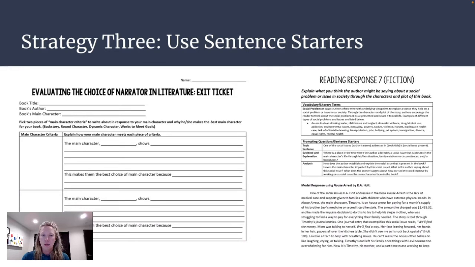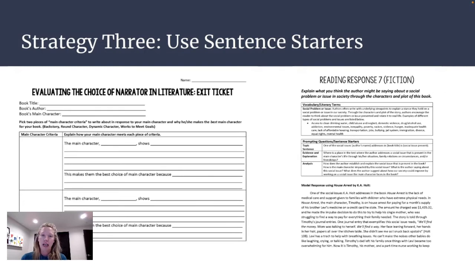The one on the right is more of a paragraph reading response. I teach students to use a topic sentence to give evidence and explanation and to give an analysis. So I've given sentence starters for those three different pieces. I don't believe sentence starters are giving students the answer. You're not telling them the thinking that they should do in response to that question.